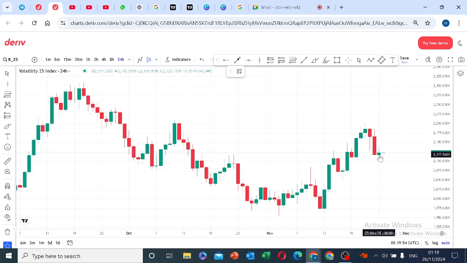So, this was yesterday. Every 1 o'clock, a new candlestick opens. You get? Every 1 o'clock, a new candlestick will open on this volatility indices section. Now, if you look at it again here, this is 1 o'clock. That's why you can see that a new candlestick has just opened, which is this one.